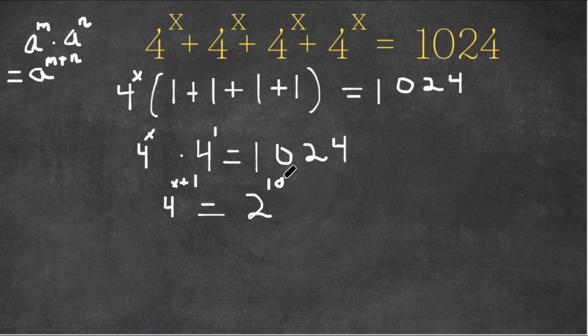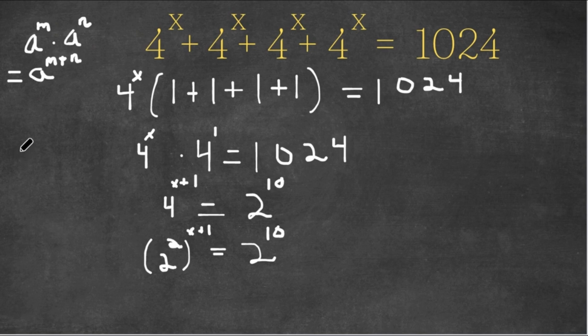So now what I'm going to do is change one of these bases so that they're the same as the other one, because if we have two same bases, then we could just set the exponents equal to each other and solve. So I'm going to convert 4 to 2. And 4 is actually equal to 2 squared, right? So I'm going to replace 4 here with 2 squared, and this is to the power of x plus 1. This is equal to 2 to the power of 10.